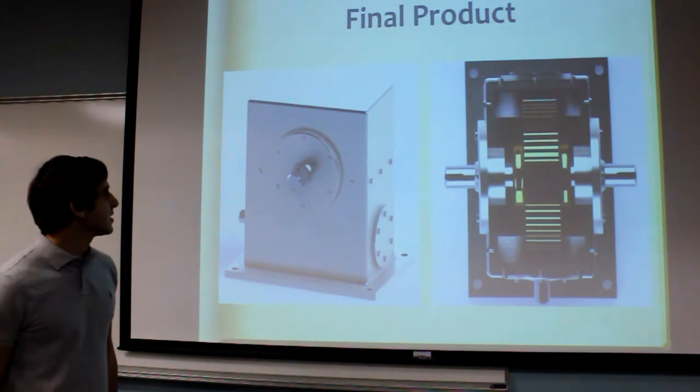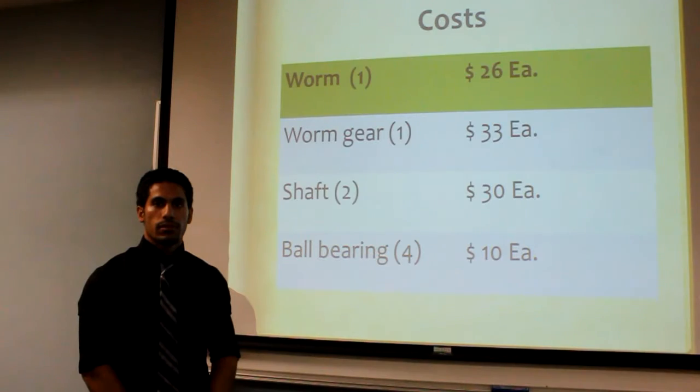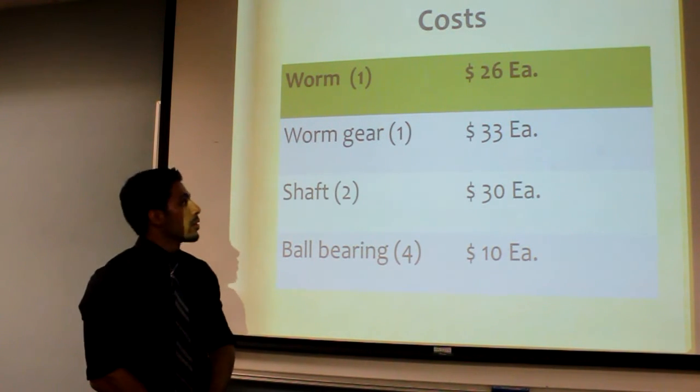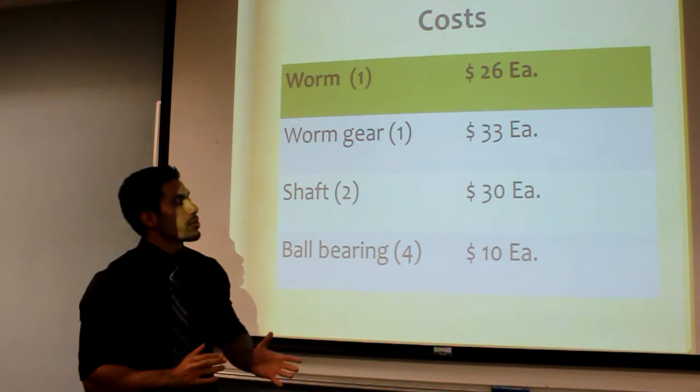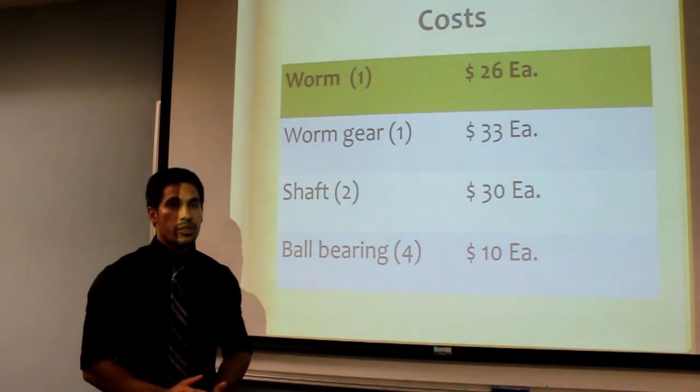So this is the final design. As you can see, we have the gearbox and these are the internal components. Now I'm going to talk about the cost analysis. Looking at the unit cost or unit price, the estimated cost of the gearbox will be around $150 to $200.